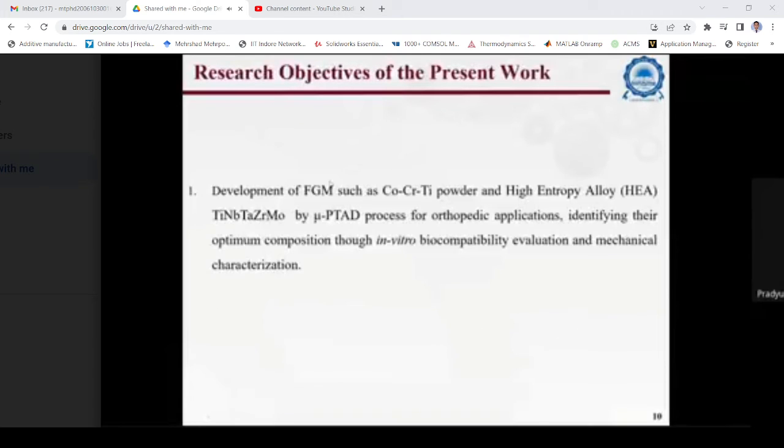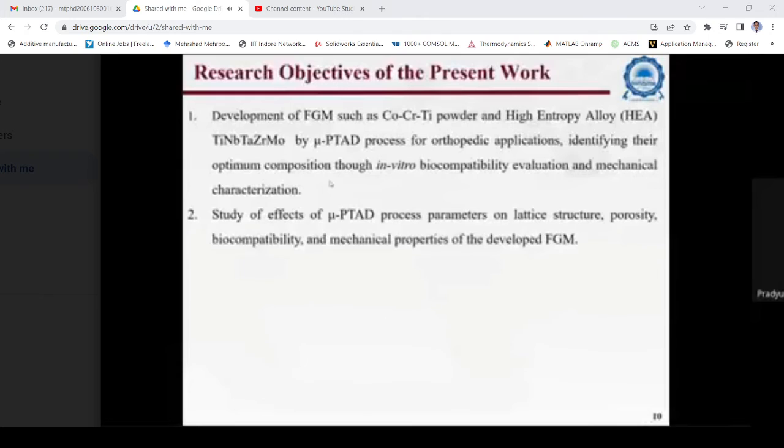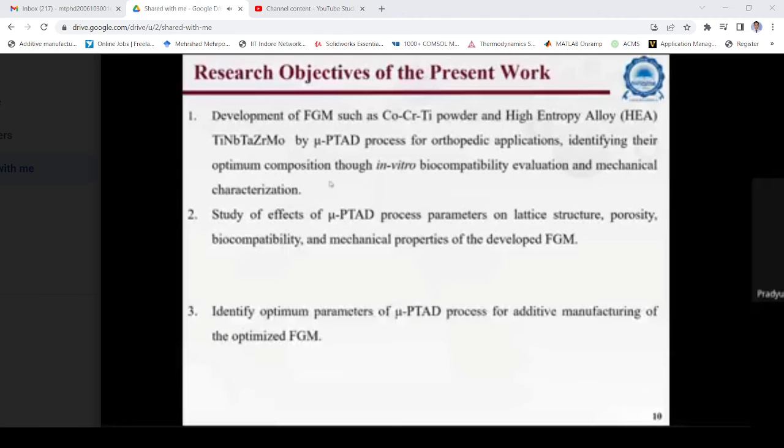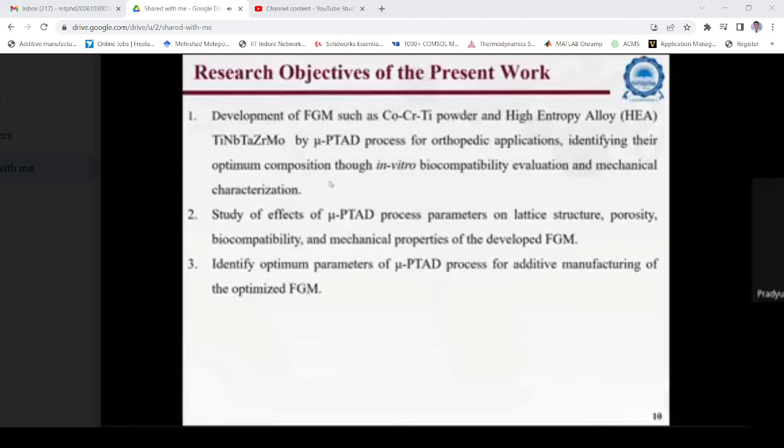The final research objectives of the present work: development of functionally graded materials such as cobalt, chromium, titanium powder, and high entropy alloy by the microplasma transfer arc deposition process for orthopedic application, and identify their optimum condition through in vitro biocompatibility evaluation and mechanical characterization. Study the effect of microplasma transfer arc process parameters on lattice structure, porosity, biocompatibility, and mechanical property of the developed functionally graded material. Identify optimum parameters of the microplasma transfer arc process for additive manufacturing of the optimized functionally graded material.